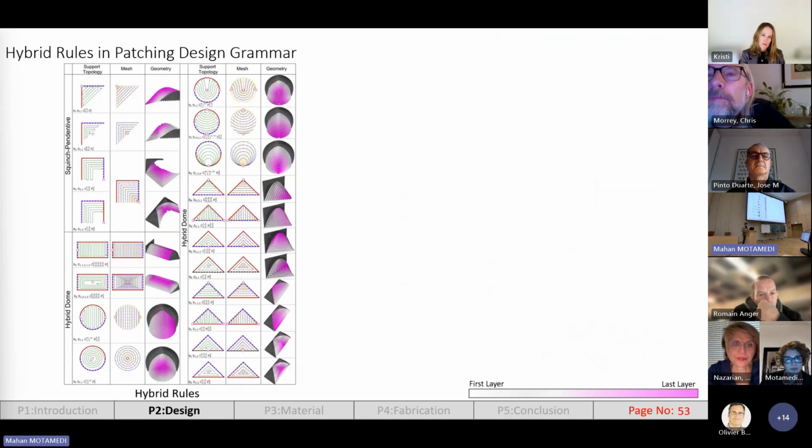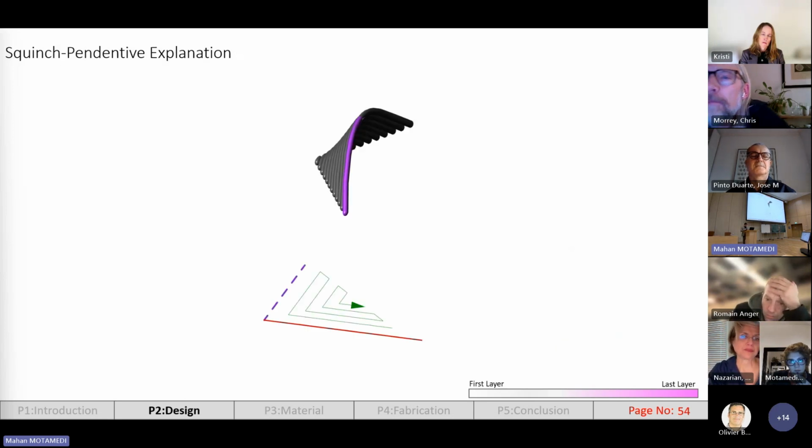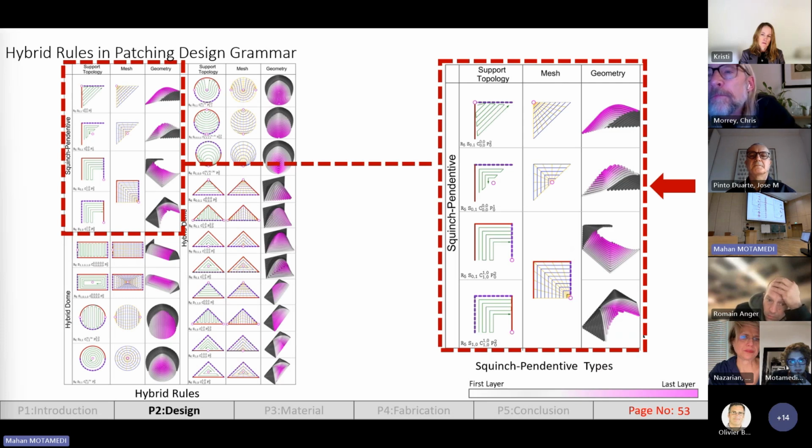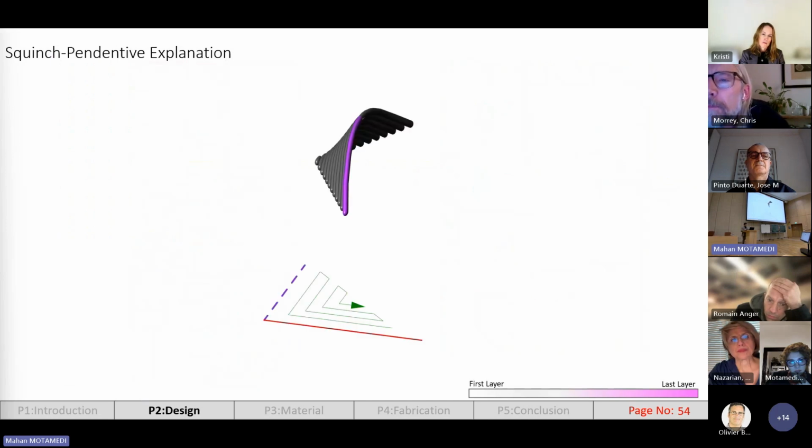And this is the catalog of the hybrid rules in the patching design grammar. First, we have a squinch pendentive, which shares the characteristics of squinch and pendentive at the same time. Since I don't have enough time to explain everything, I will explain how one squinch pendentive works. Here, as you can see in the 3D, we have a 2D topology of the squinch in this part.